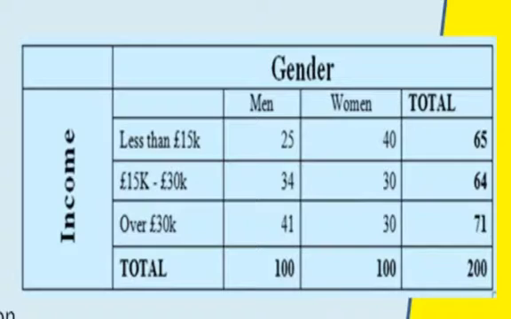Looking at this table, it would seem that more women than men earn less than £15,000 and that more men than women earn over £30,000. So that suggests that possibly men earn more than women. The issue here though is that's only based on a small sample of 200 people, and we don't know for sure if that 200 people represents the population.